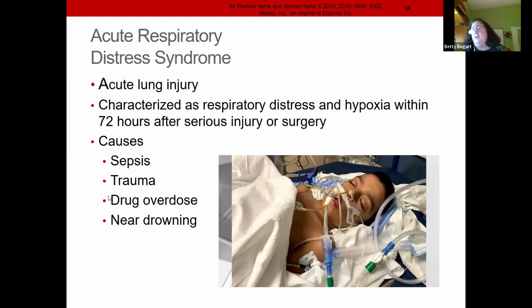ARDS is when the lungs are really traumatically injured for some reason. It could be due to an accident. It could be due to overwhelming infection, sepsis. It could be due to a drug overdose. That's more your adolescence and near drowning.